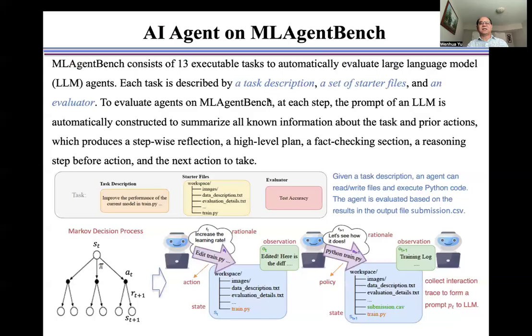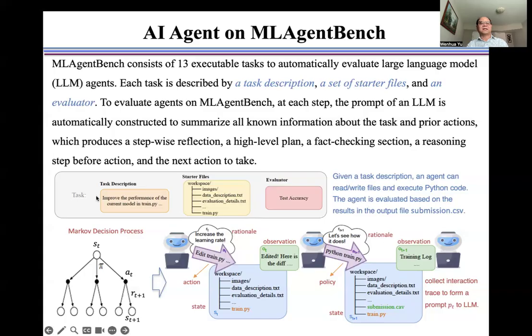To evaluate agents on MLAgentBench, at each step, the prompt of a large language model is automatically constructed to summarize all known information about the task and prior actions, which produces a stepwise reflection, a high-level plan, and a fact checking section, a reasoning step before action, and the next action to take.